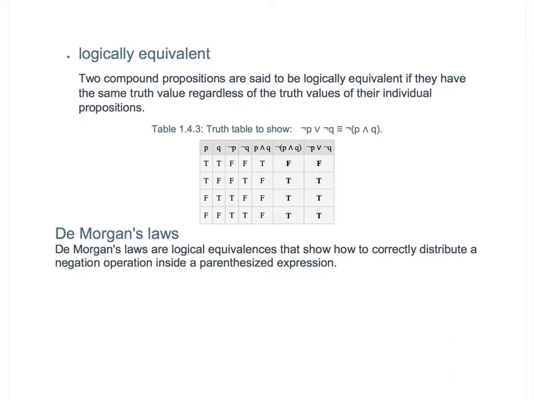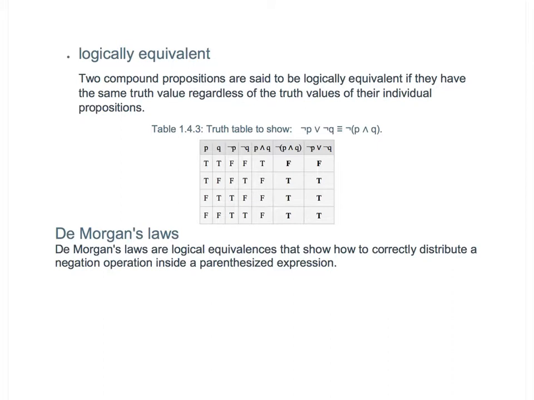So as you see, in the first row, the truth value of both propositions, the left hand side and the right hand side, are equal and both are false. Therefore, in the first row, they have the same truth values. If you continue doing this and look at the second row, third row, and fourth row, you see that in all four rows, they have the same truth value.